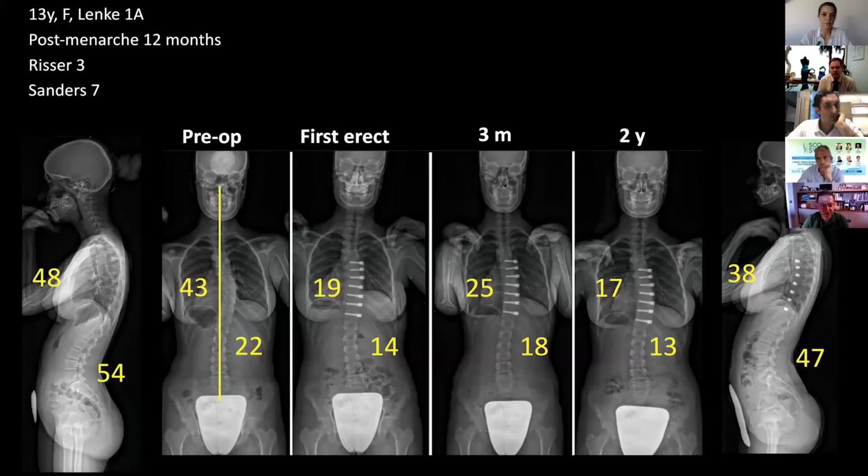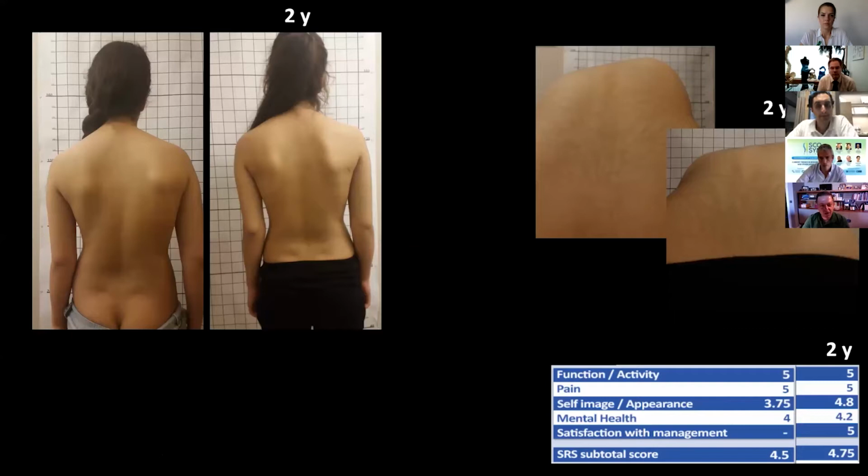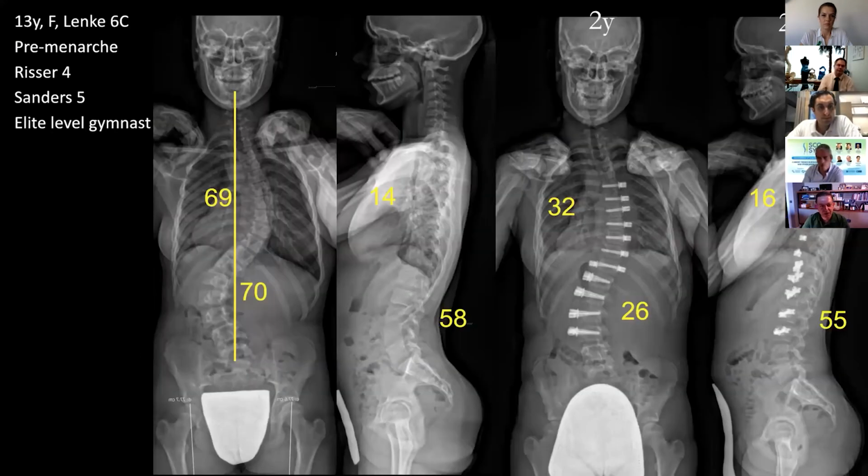And this is one example. A 43 degree scoliosis was corrected to 19 degrees. In the first 3 months, as there is some slacking in the cord, we had this increase to 25 degrees, but at the end of 2 years, as you can see, we ended up with 2 degrees more correction, and the patient ended up with a 17 degree main thoracic curve with a satisfactory correction in the clinical pictures.